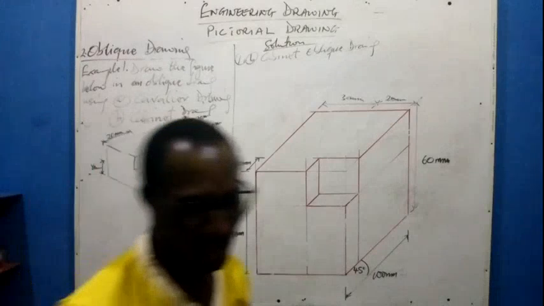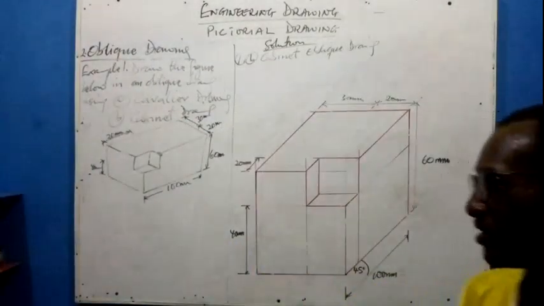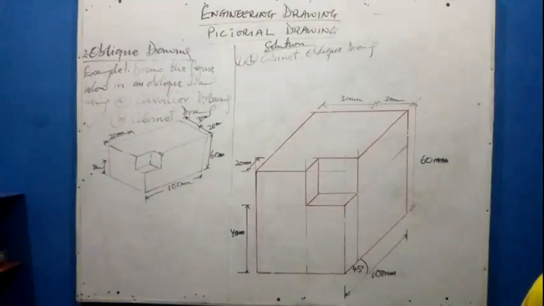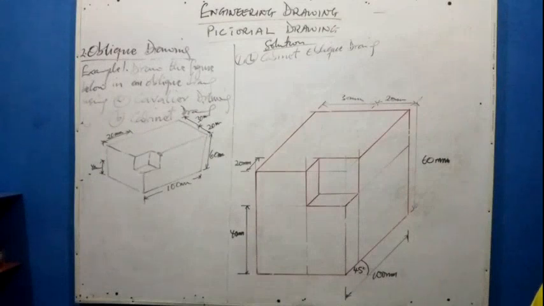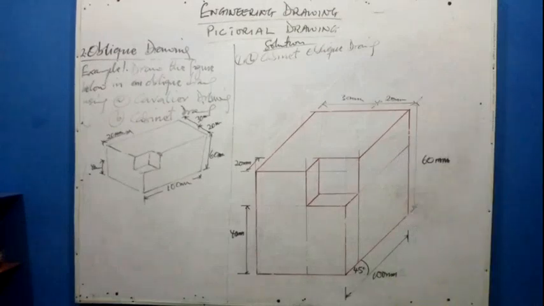Make sure you practice more so that you become perfect in it. You can tackle the next time. We're going to look at oblique circles, then drawings that have circles in them. To take note of that.